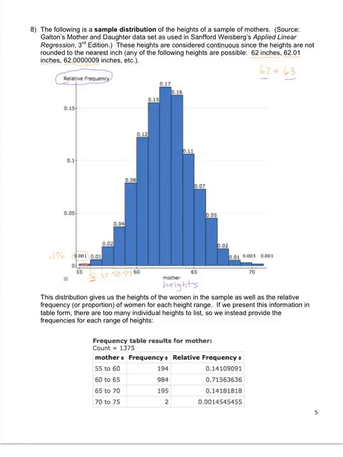All right, so this distribution gives us the heights of the women in the sample, as well as the relative frequency or proportion of women for each height range. If we present this information in table form, there are too many individual heights to list, so we instead provide the frequencies for each range of heights. Right, so notice we don't have a row just for 55, but we do have one for 55 to 60.